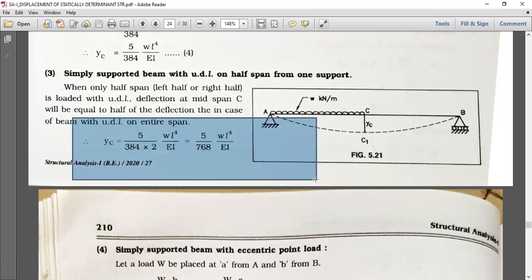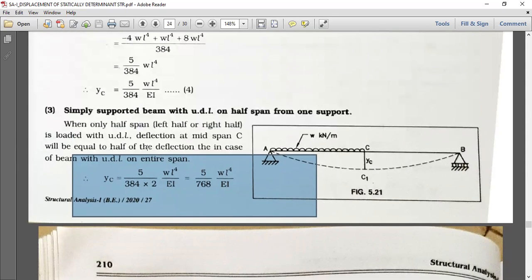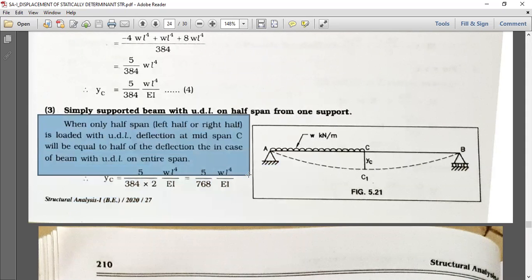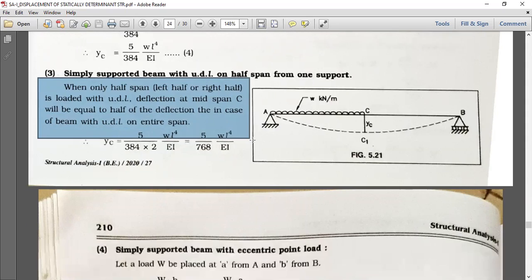So we only consider the equation and the theory too. It is very useful in examinations, mostly MCQ exams.